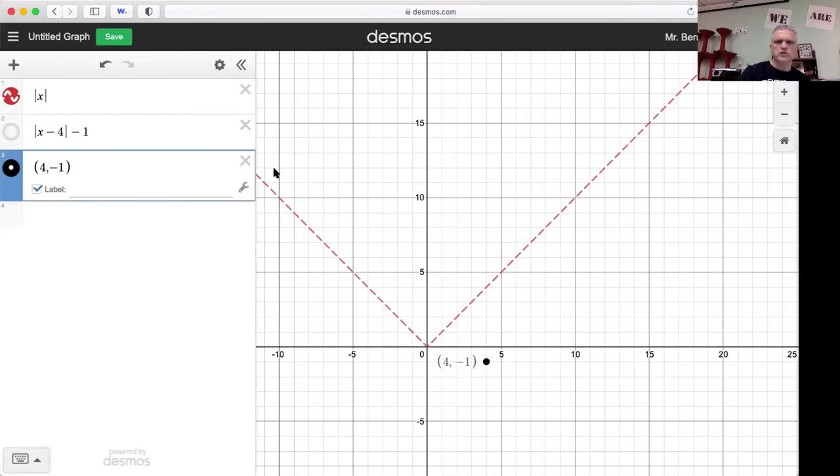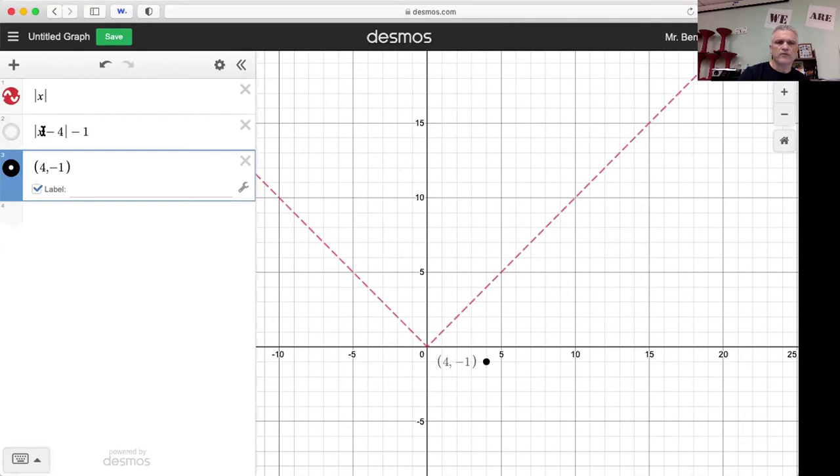Okay, so this is where our new vertex should be, okay? We move 4 units to the right and 1 unit down, okay? Now, before I hit this button and you see the entire graph, let's get some more points.